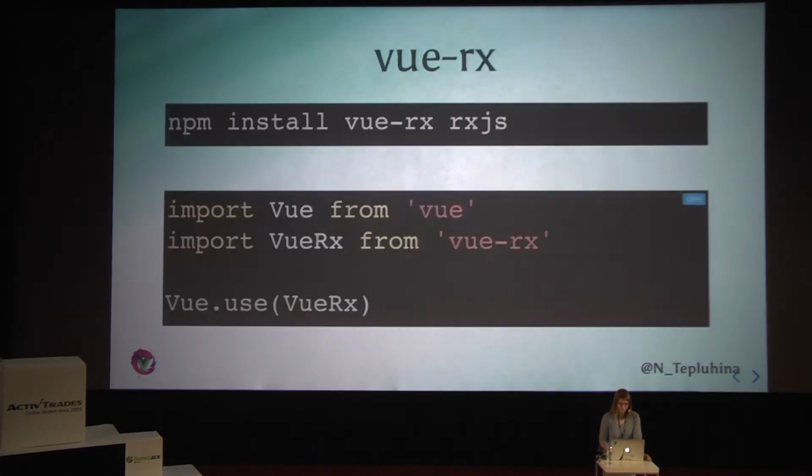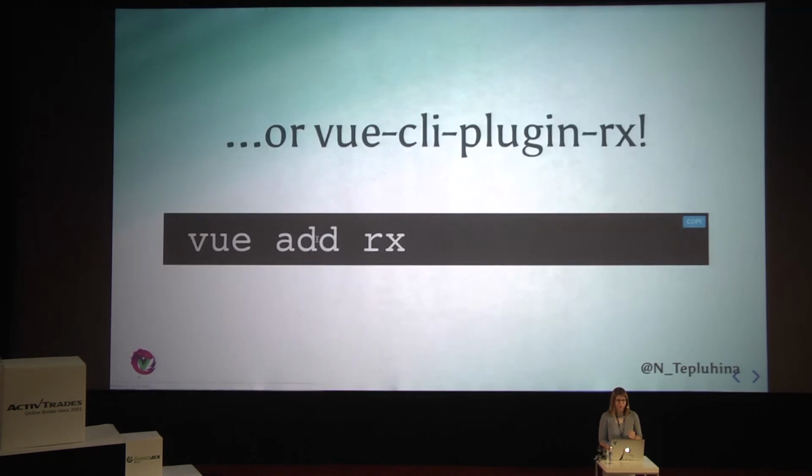What about Vue? There is a library named VueRx, and you can simply install it and RxJS as a pure dependency, import it to your main.js file, and Vue use VueRx. And you will have a support of RxJS in your application. Alternatively, you can run Vue add Rx with a Vue CLI plugin.